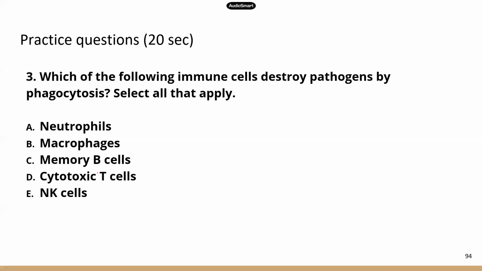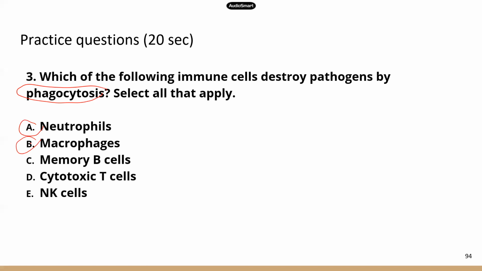Which of the following immune cells destroy pathogens by phagocytosis? That means the cell is phagocytic, right? It can engulf pathogen, or it could be cell particles, cell parts. Which cells can do that? Definitely neutrophils, right? Neutrophils can leave the blood, enter the tissue, and become phagocytic. Yeah, they can eat pathogens. And so is B, right? Macrophages. Macrophages have a big appetite for pathogens, like I mentioned earlier.